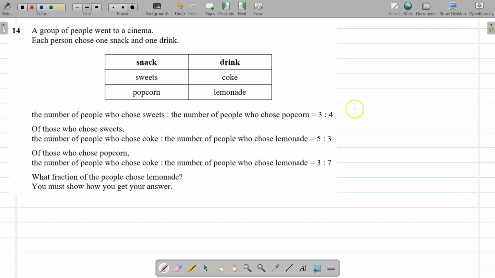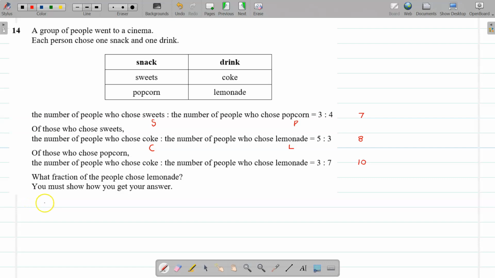Okay, so those denominators become important. So that's 7. Just going to make a note of that. That's 8, and this denominator here is going to be 10. Okay, so they're denominators that we're going to use. Now what I'm going to do is this. I'm going to say, let's use some abbreviations here. So for sweets, I'm going to use S, for popcorn, P, for lemonade, L, for Coke, C. Okay, so that's unique. I'm not going to get confused with those abbreviations.